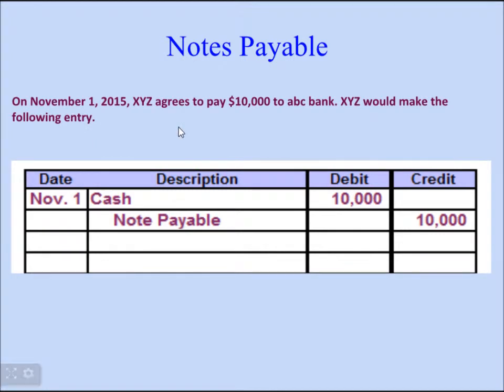So let's see an example to understand. On November 1, 2015, XYZ agrees to pay 10,000 to ABC Bank. XYZ would make the following entry. On November 1, it will record cash debit of 10,000 and notes payable credit of 10,000.